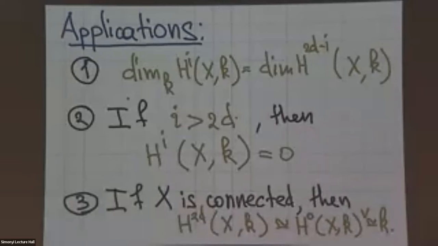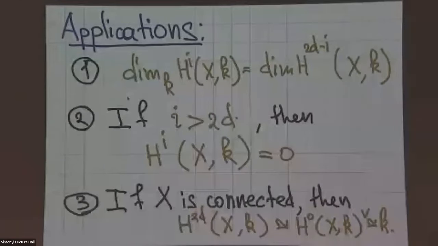The last consequence, maybe the most interesting out of these, is that if you consider the top cohomology group H^(2D), then it's dual to H^0. But H^0 of a connected manifold is just the ground field K, and moreover, it's canonically isomorphic. So you have a canonical trivialization of the top cohomology group. Okay, so those are some applications of Poincare duality in the classical picture.